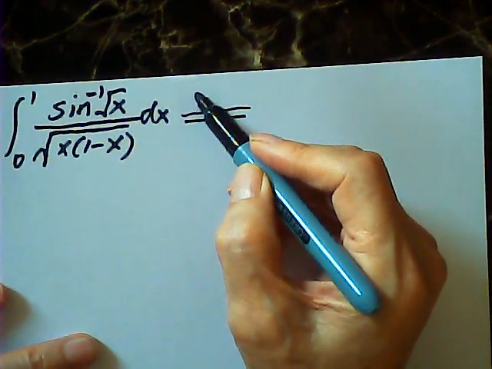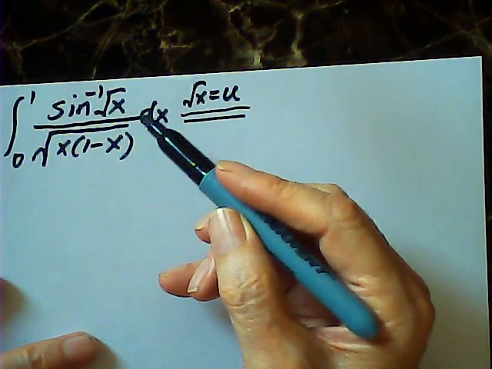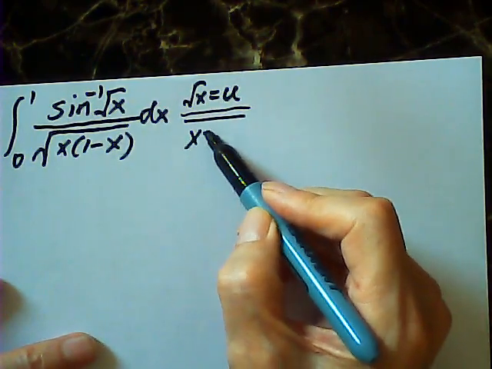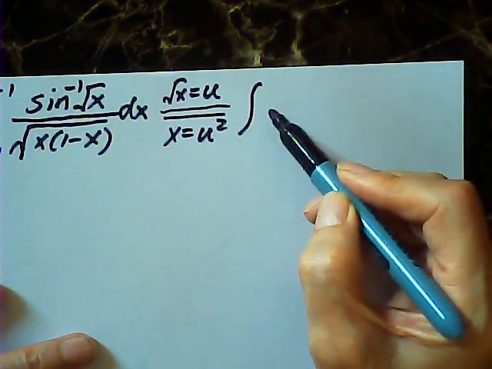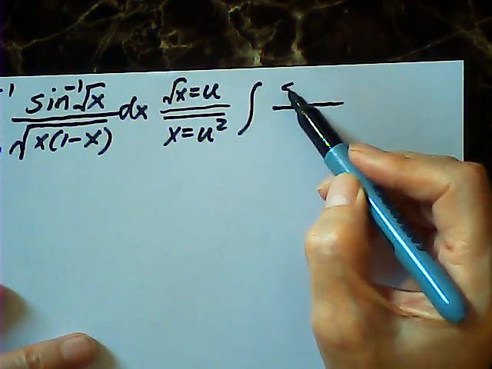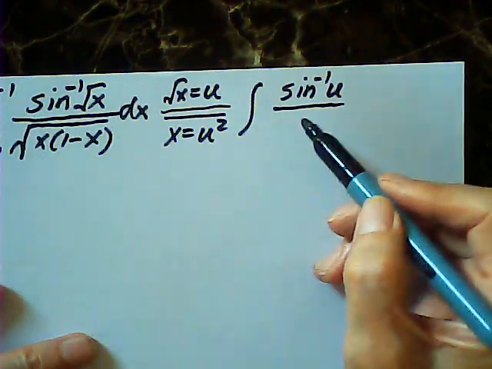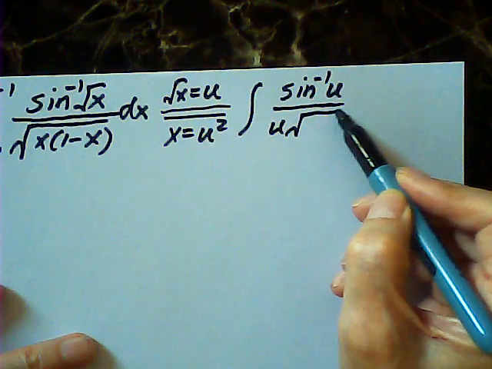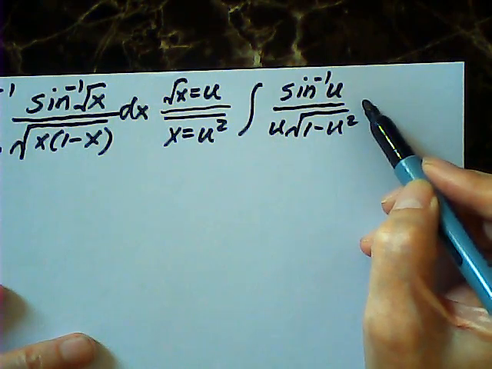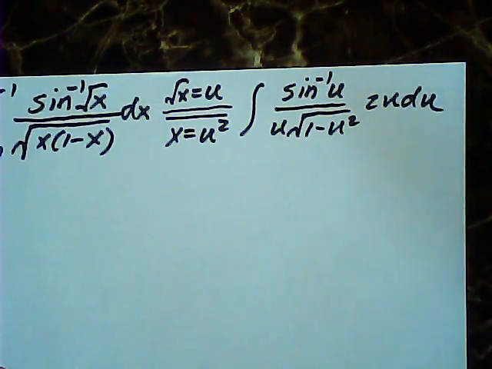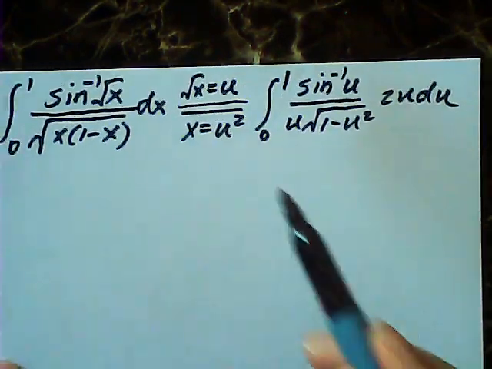substitution. Let square root x be u. Obviously, we want to get rid of the square root, so x equals u squared. So this becomes arcsine u, and square root x is u, square root of 1 minus u squared, and 2u du, isn't it? And x from 0 to 1, no difference.